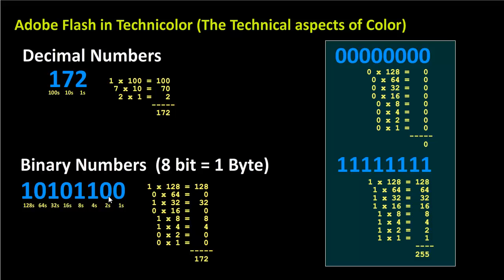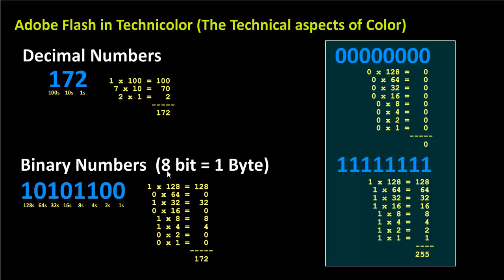We have the number of 1s, number 2s, number 4s, number 8s, 16s, 32s, 64s, and 128s. So this particular number is 128 plus 32 plus 8 plus 4, and that gives us, if we convert it to decimal, a value of 172. So this is the binary representation of that number 172.